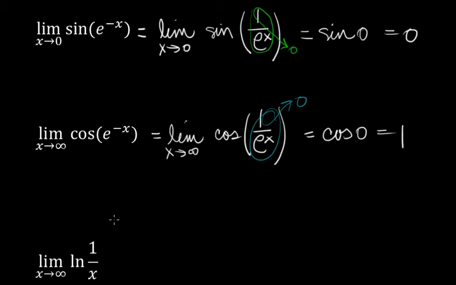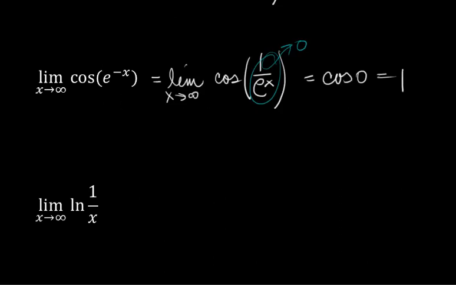Now, the next example, we're taking the limit of the natural log of 1 over x, and we see that as x approaches infinity, 1 over x approaches 0. Since we're talking about the argument of a natural log, I'm going to double check to make sure that this function is defined, that the problem makes sense. And yes, 1 over x approaches 0 from positive values.